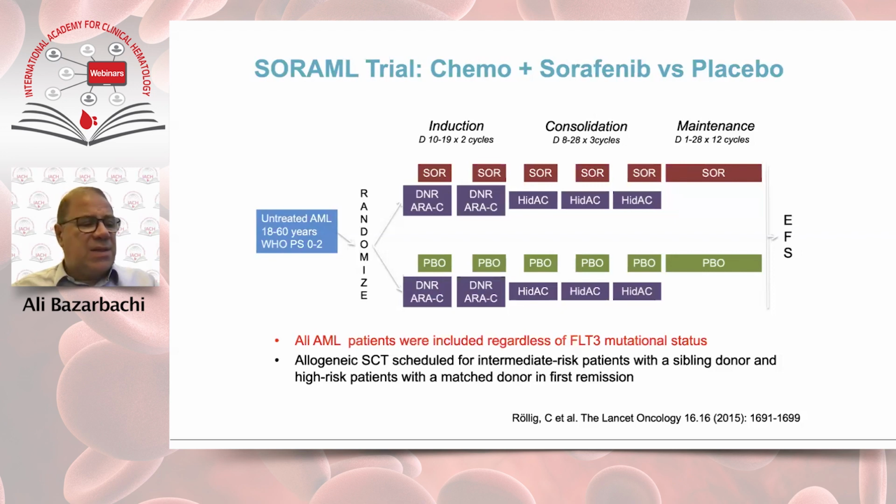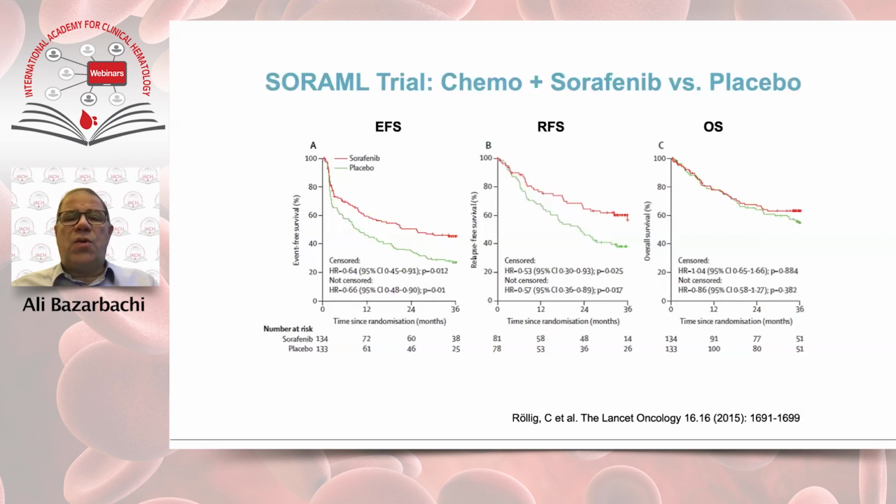And allogeneic stem cell transplant was permitted for intermediate risk patient with a sibling donor and high risk patient with a matched donor in first CR. So you can see here the results. Using sorafenib was associated with a significant improvement in event-free survival, relapse-free survival. The study was not powered enough to show a difference in overall survival.